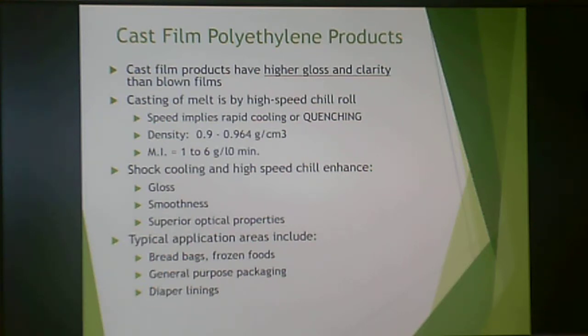So again, this is anything from low density to high density, and the melt index for this tends to be a little higher. When you're shock cooling it like that on a chill roller, you're getting increased gloss, smoothness, and optical properties. In this case, the optical property you're looking for is clarity. And these are for bread bags, frozen food bags, general purpose packaging, and diaper linings for cast film polyethylene.